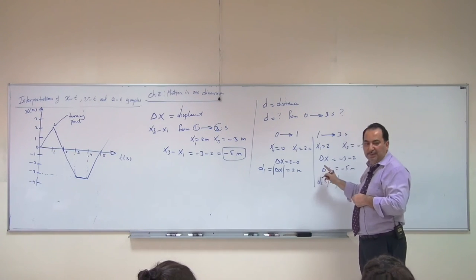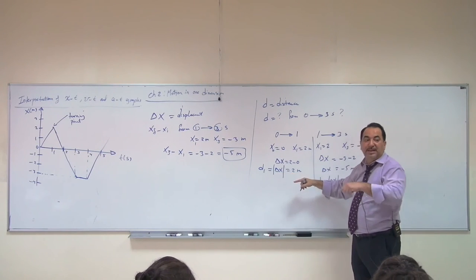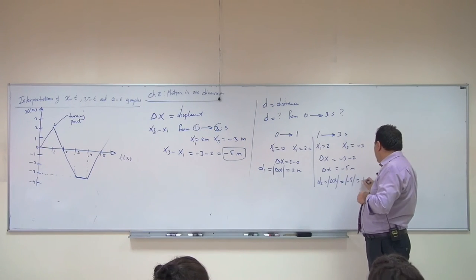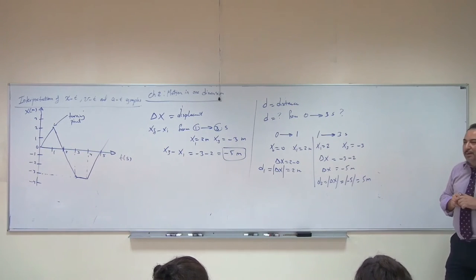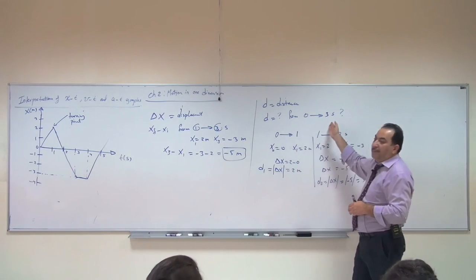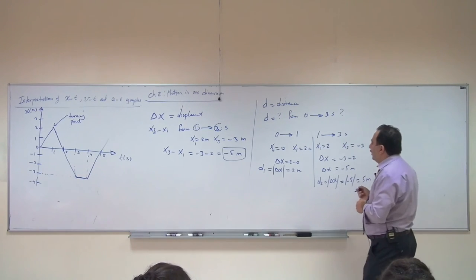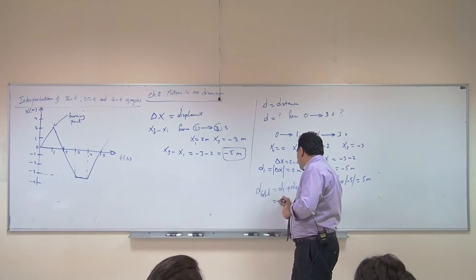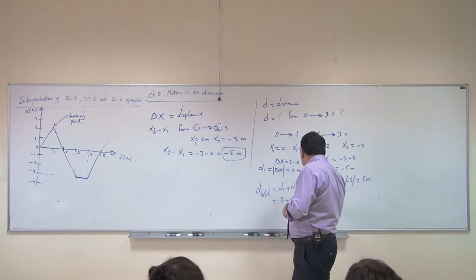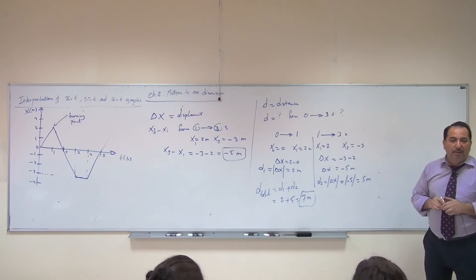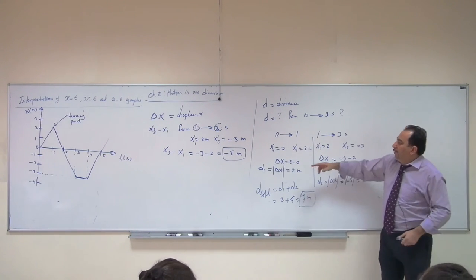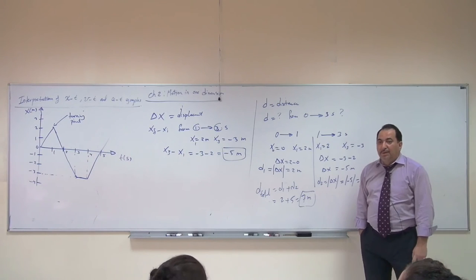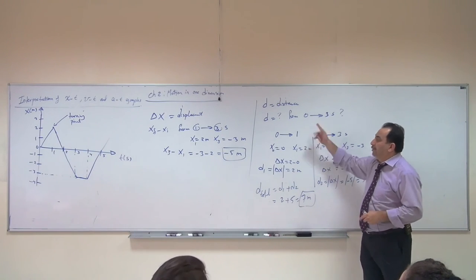I can call it 1 and 2, but I'm just worried that you think it's x1, x2. This is the displacement number 1. Displacement number 2. All right? So now, what's the distance moved from 0 to 3? Add them. So total distance, d1 plus d2, which is 2 plus 5, 7 meters. Can you see? From 0 to 3, the distance is 7. Now, what is the displacement from 0 to 3?